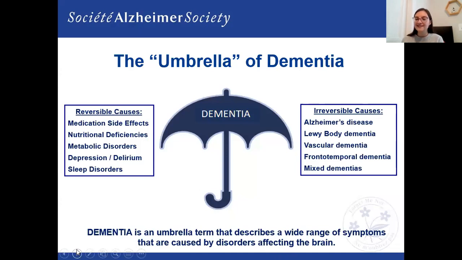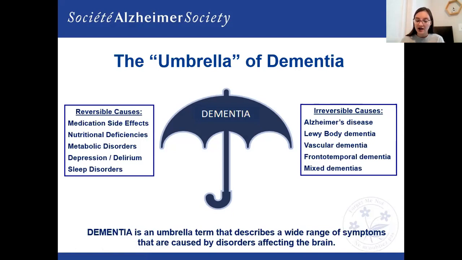All right, let's talk about this a little bit more. So in this image on the slide, you can see an umbrella, and the umbrella is dementia. It's this overarching concept, and the two boxes on either side show some of the common causes of dementia. On the left side of the umbrella, you can see the reversible causes, and those are listed as medication side effects, nutritional deficiencies, metabolic disorders, depression or delirium, and sleep disorders. We'll talk a little bit more about those in the next slides.